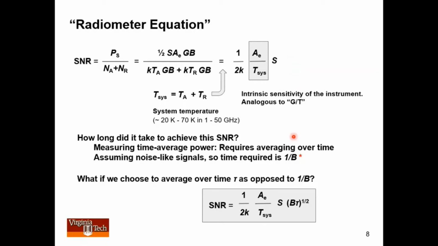Of course, you can improve the signal to noise ratio by averaging for longer. And the way you account for that is by tacking on this factor of B tau to the 1/2, the square root of B tau. I didn't have a square root symbol handy in this particular editor, so it's B tau to the 1/2. So for the natural time, it's 1. And for any time longer than 1 over bandwidth, you get an improvement in signal to noise ratio. Nothing surprising there.